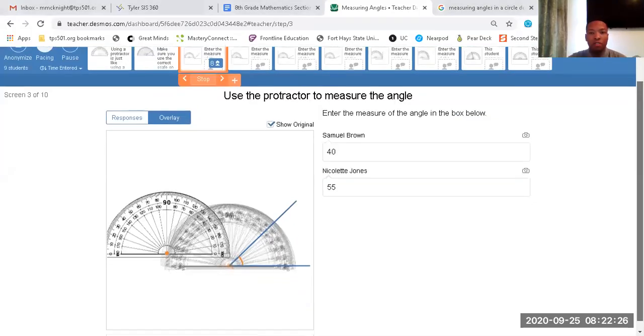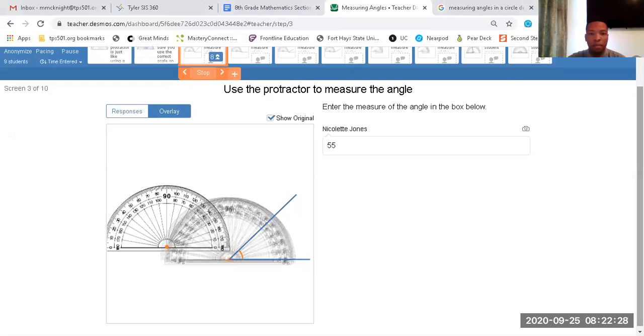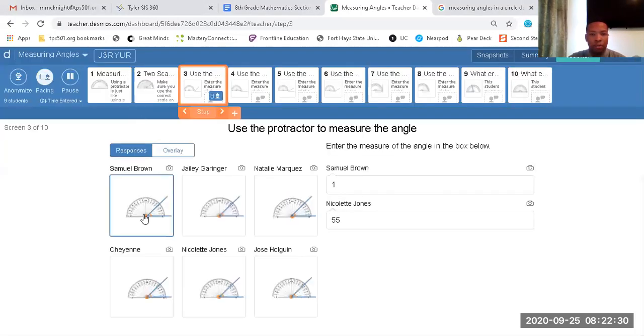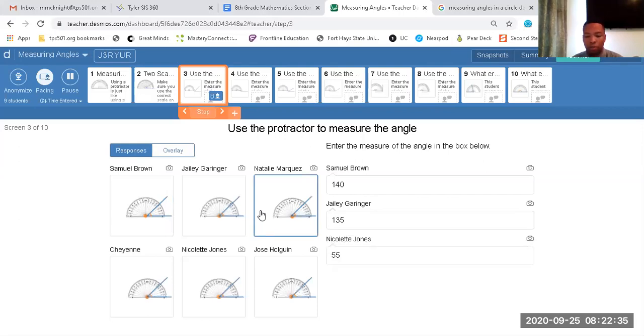We are measuring angles. So we're practicing to measure some of these angles, just using the protractor like we normally do.